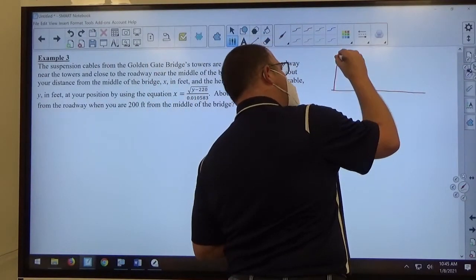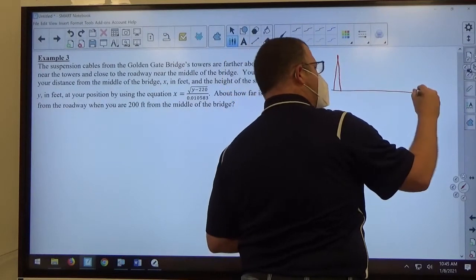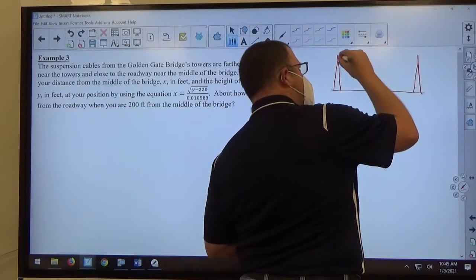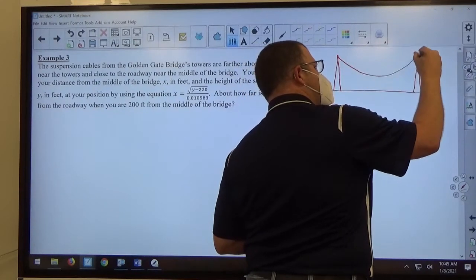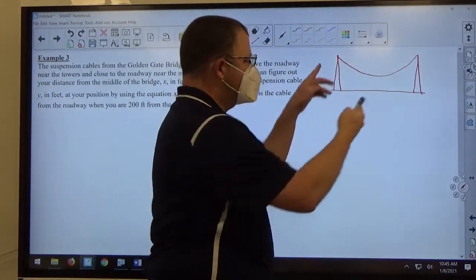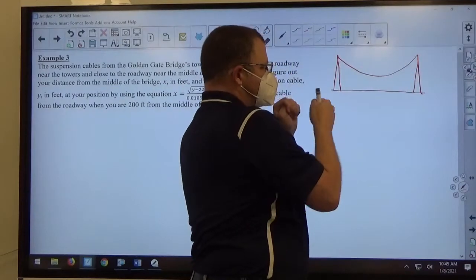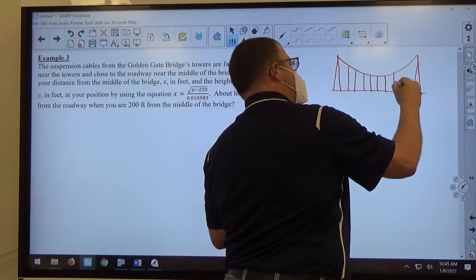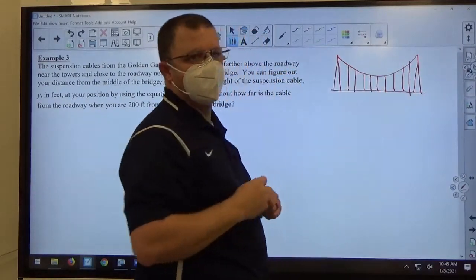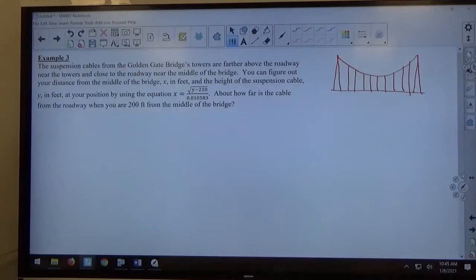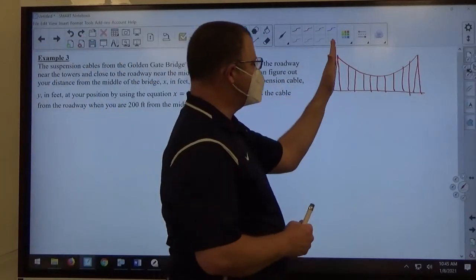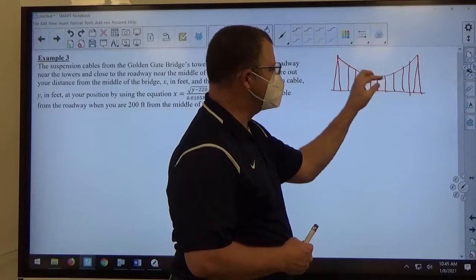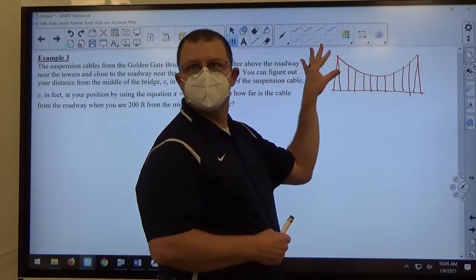I'm not an artist. So basically you have these towers here, and there's these suspension cables that go like this on Golden Gate Bridge. These are the towers, and then you got these cables going down like this. Those are the suspension cables. So the suspension cables are farther above the roadway near the towers and close to the roadway near the middle of the bridge. So as you get close to the tower, they're getting longer. As you get close to the middle of the bridge, you're getting shorter. Make sense? All can see that okay, right?